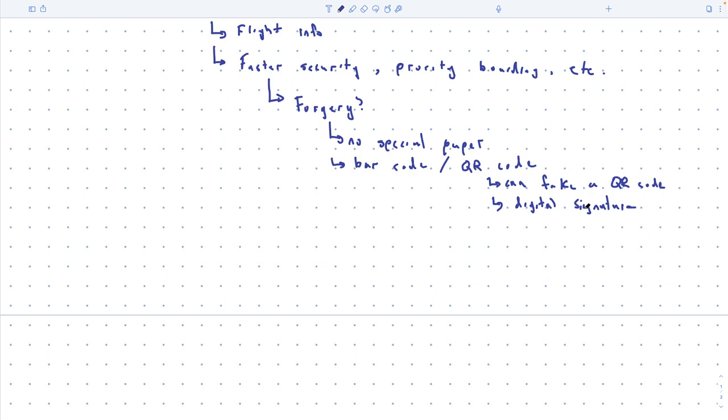And then let's say someone scans it, and it's like, oh, it's signed by Air Canada. How do they know Air Canada's public key? Is there a certificate on there? Does it have a root store, like a certificate store?